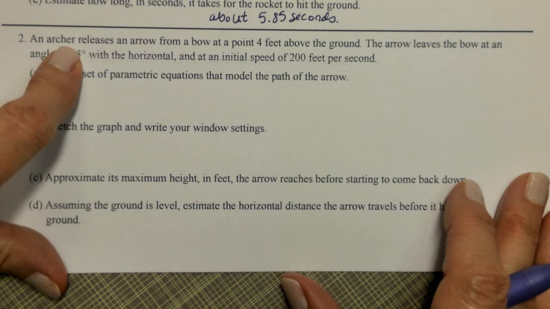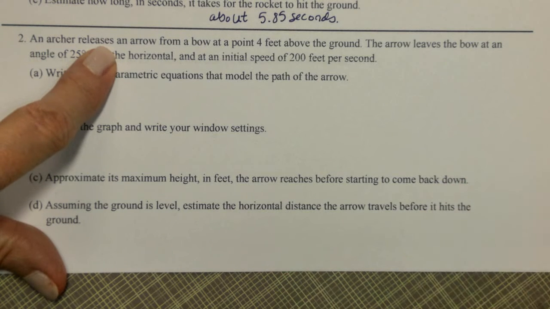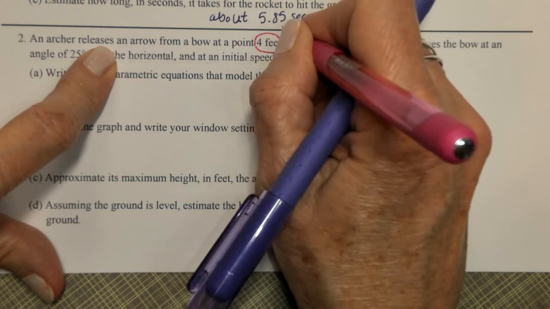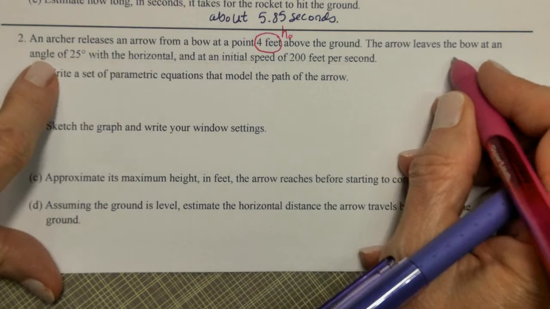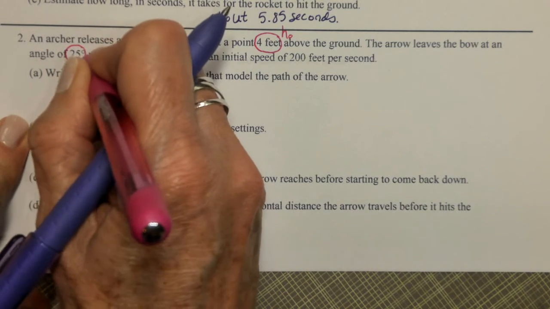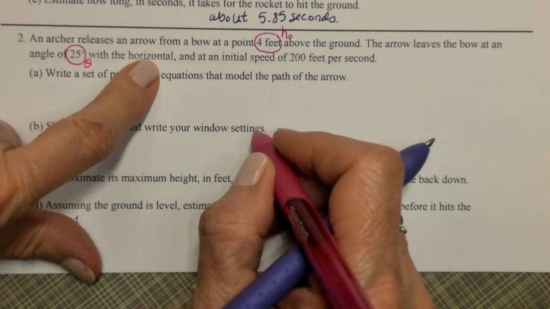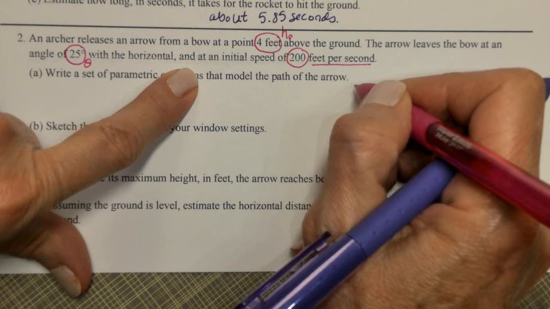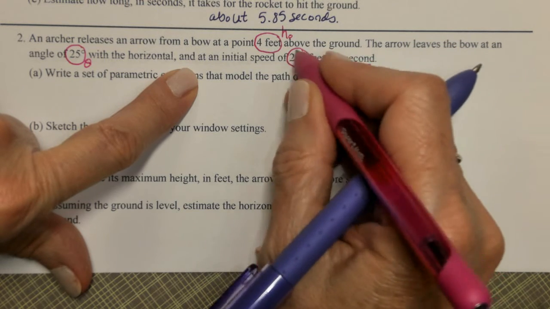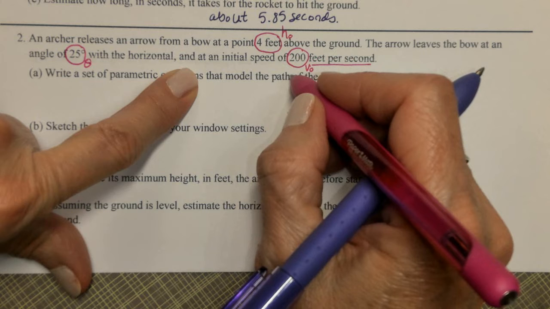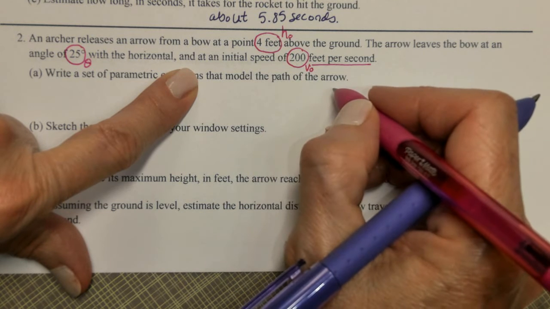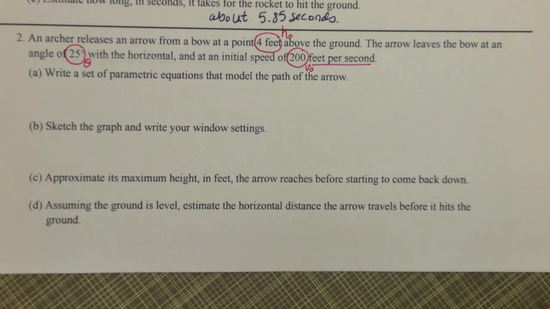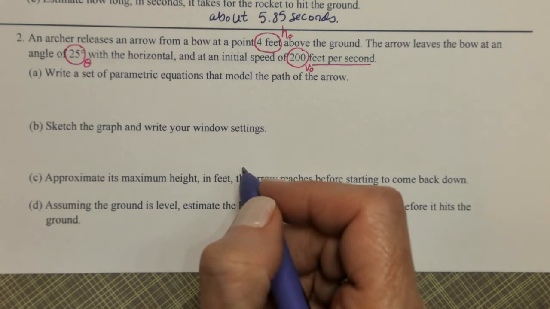We have an archer that releases an arrow from a bow at a point 4 feet above ground. So that's our H naught. The arrow leaves the bow at an angle of 25 degrees. That's our theta. With the horizontal at an initial speed of 200 feet per second. That's our V naught. So it's going fast. Our rocket was going at 95 feet per second. It was not a very strong rocket. This arrow is going faster, so it should go farther, right?